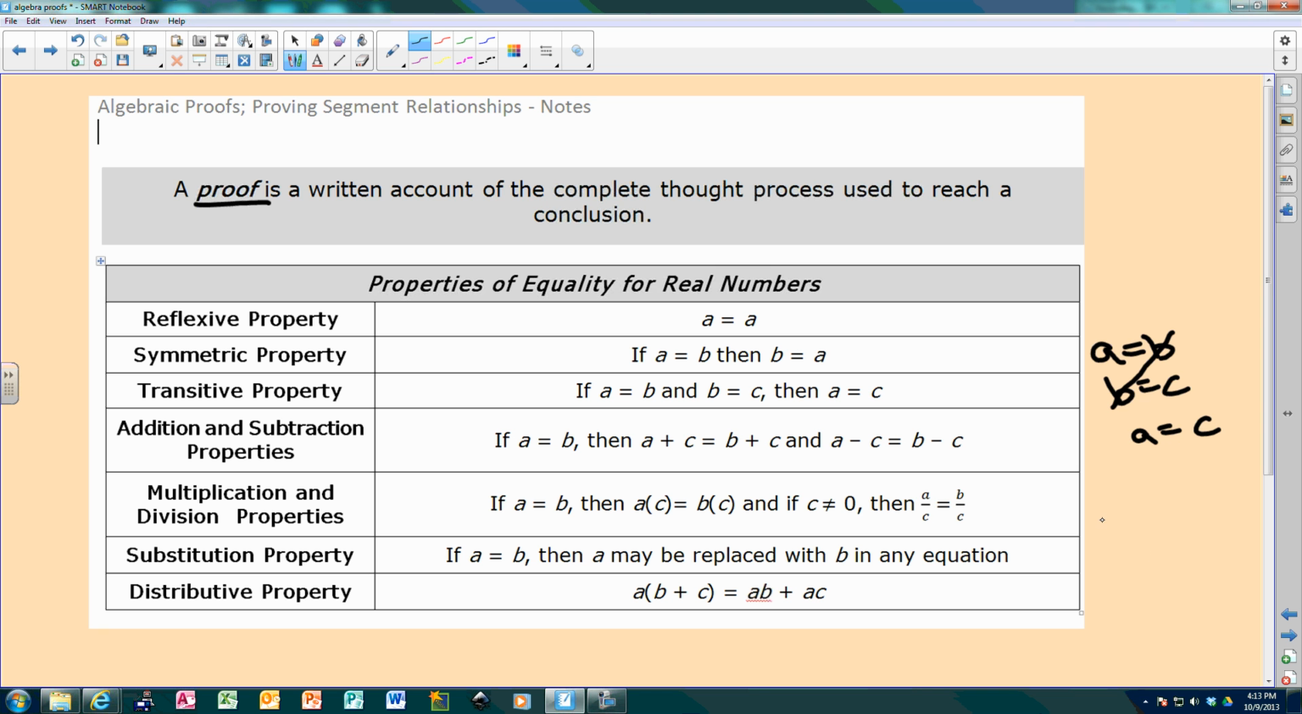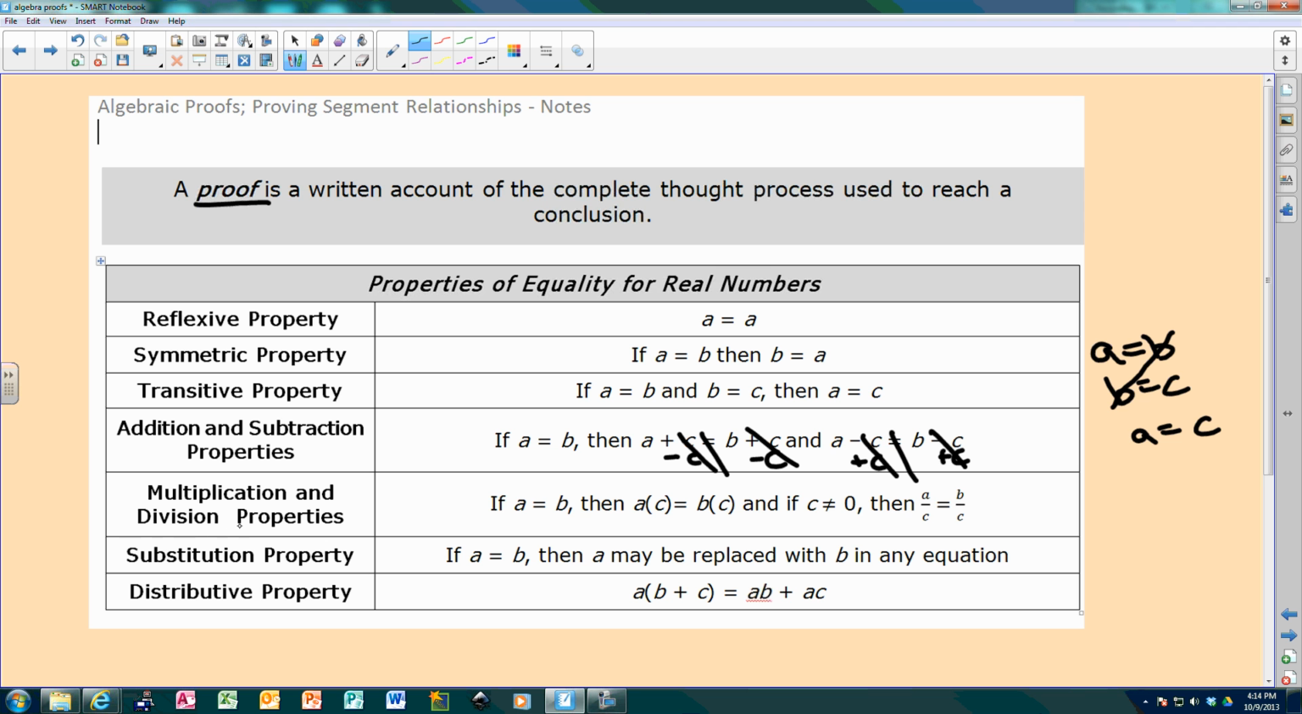Those two cancel out, so A equals C. Then there's the addition and subtraction properties. If A equals B, then A plus C equals B plus C. Notice the C's are equal to each other. So if I were to subtract them, because what you do to one side you have to do to the other, the C's are going to cancel out, so that means A equals B. Same thing, if A minus C equals B minus C, if I were to add a C to both sides, the C's would cancel out. So that's why it's the addition and subtraction property.